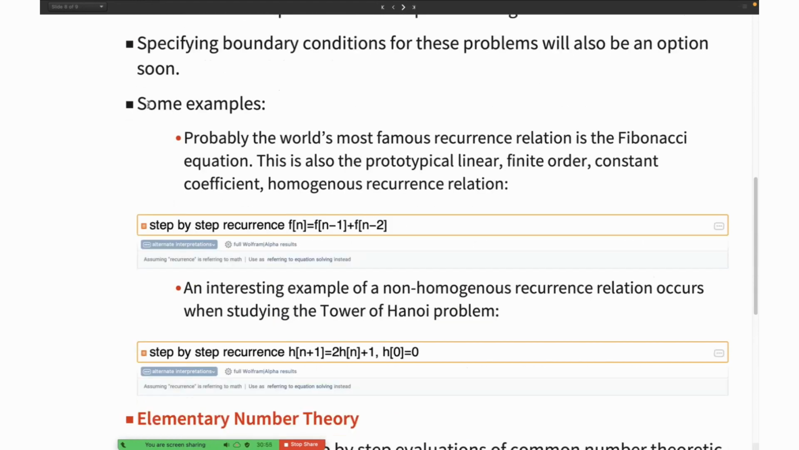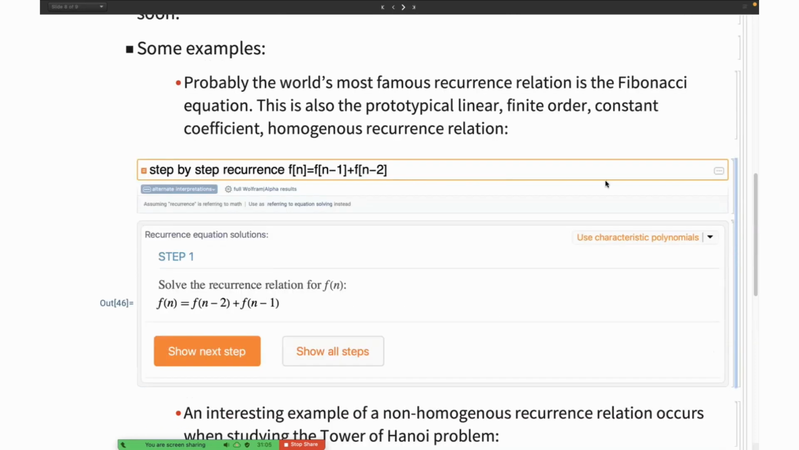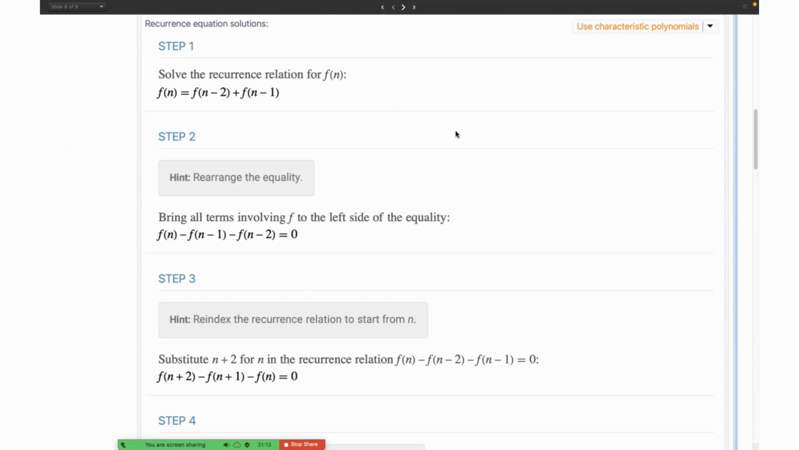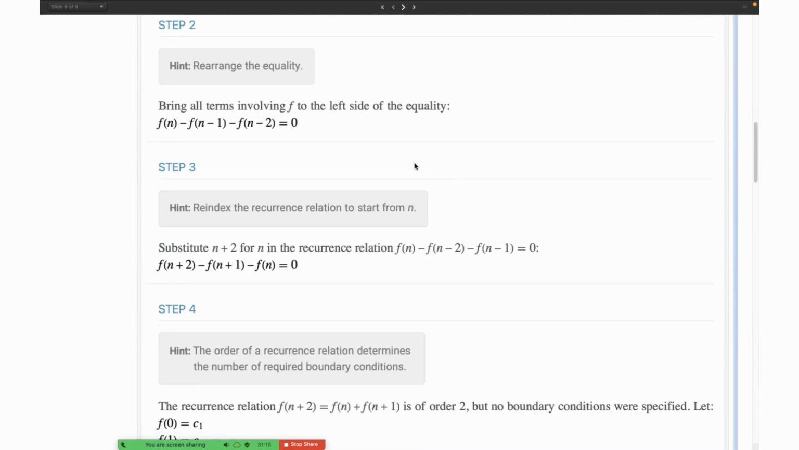Okay, so some examples. Probably the most famous recurrence relation, and the first one that students are introduced to, is the Fibonacci equation. And we can now show how to find a solution to the Fibonacci equation using, let's say, the characteristic polynomial method, which is, I mean, I don't want to go into the details of this method.